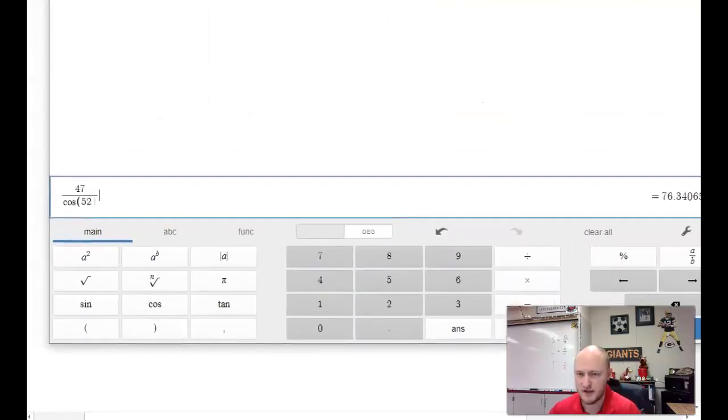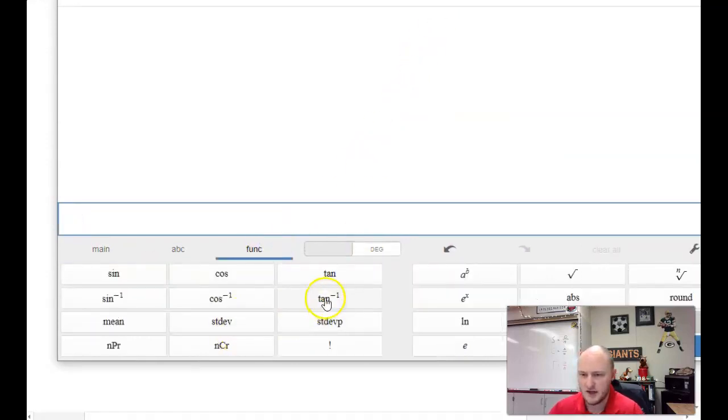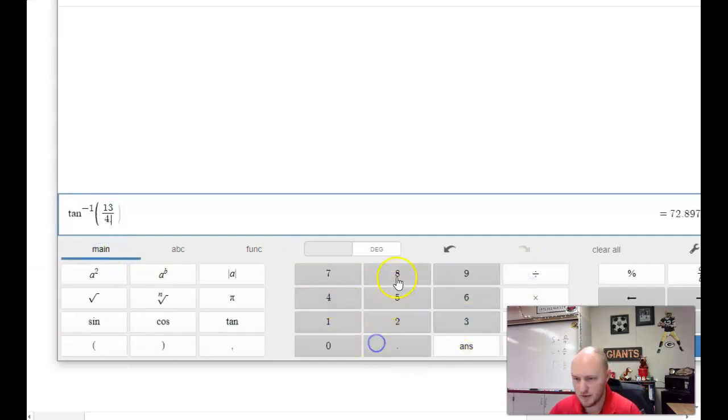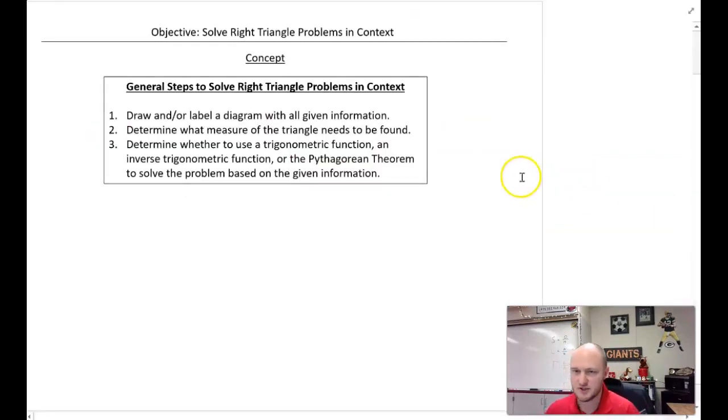Alright, so we'll calculate that here. Tan inverse of 13 divided by 4.8, and we get approximately 70 degrees. Okay. So this is what we're going to be doing today, but in context. We're going to be looking at some contextual situations.